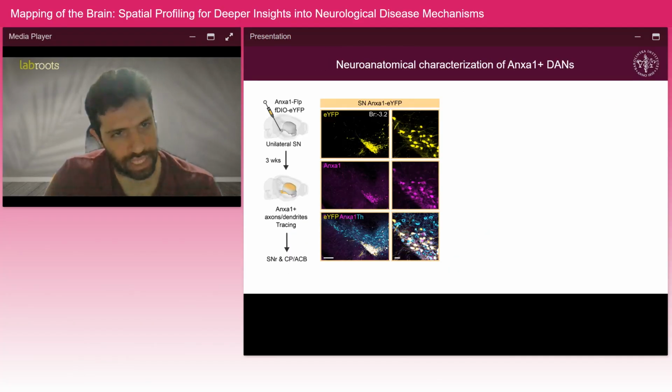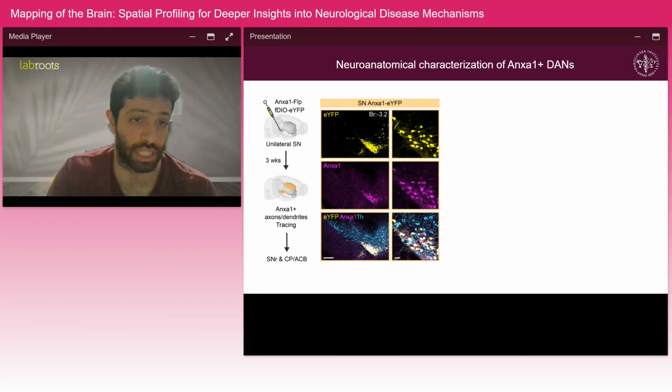And then, back to mice, what we did was design an ANXA1 Flp mouse line, since we found this population, and we tried to label it genetically. And we did it very nicely, actually. The mouse worked extremely nicely. We were super lucky that ANXA1 was restricted to dopamine neurons.